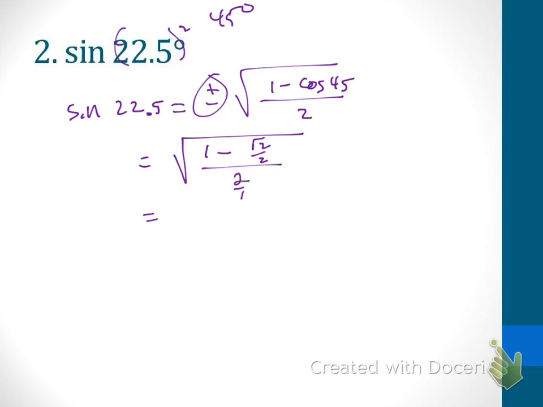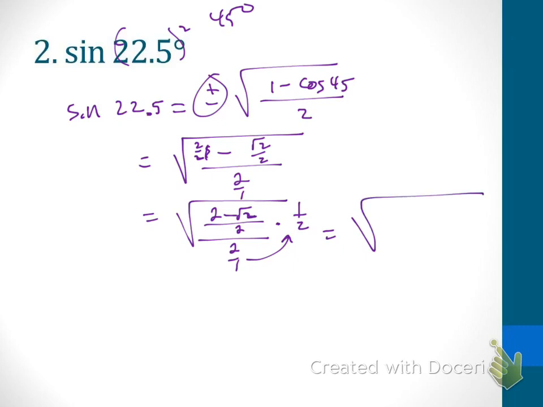Make that 2 a fraction, flip it over. Well, actually, sorry, no, not yet. We want to simplify that numerator first. Common denominator for the 1, make that a 2 over 2. So we go 2 minus the square root of 2 all over 2. Then that's over 2. That's where we want to flip and multiply. And so we get the square root of 2 minus the square root of 2 all over 4. And again, we'll leave it like that in terms of simplifying it.